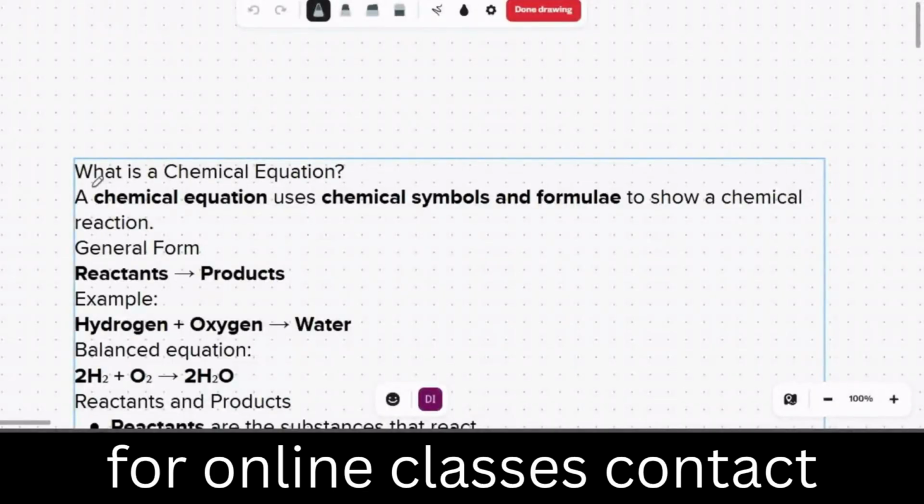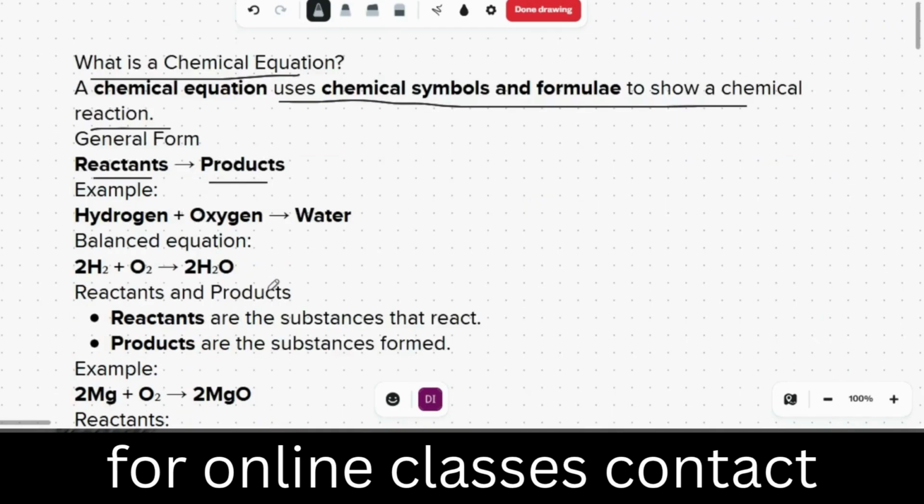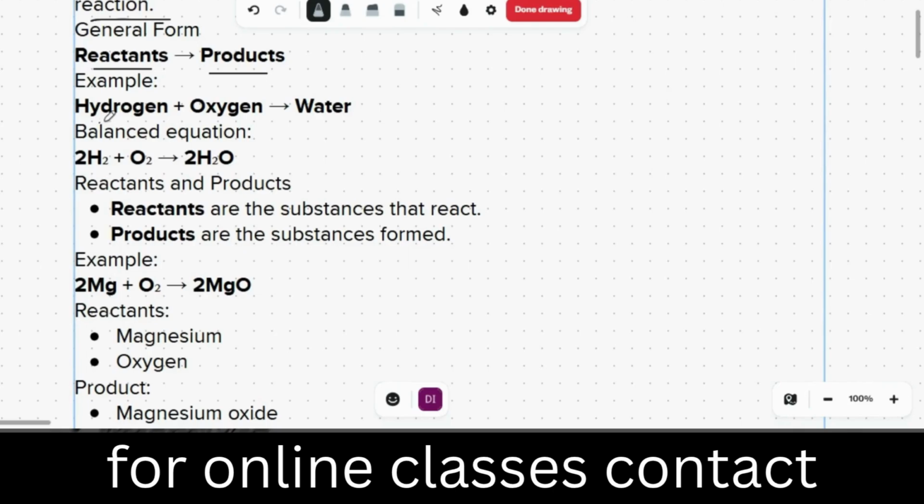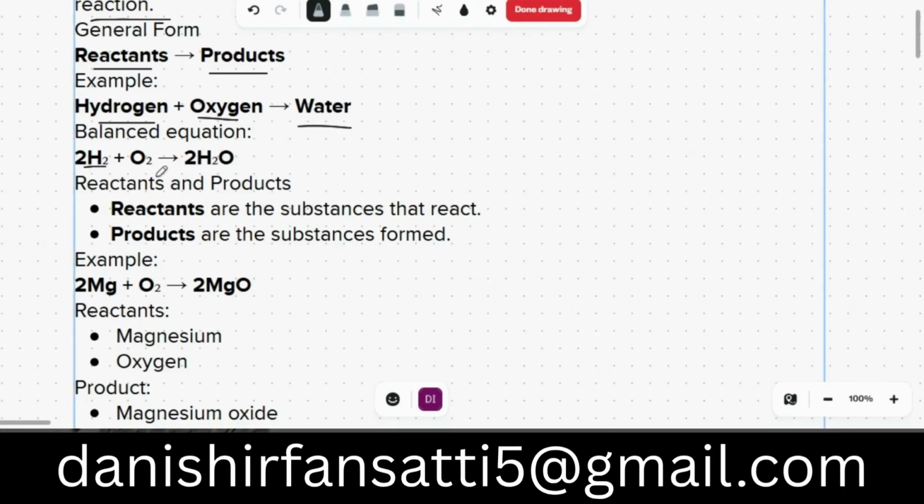Today we are going to talk about chemical equations. A chemical equation uses chemical symbols and formulas to show a chemical reaction. The general form is reactants give us products. An example is if we add hydrogen with oxygen, that will give us water. So 2H2 plus O2 gives us 2H2O.